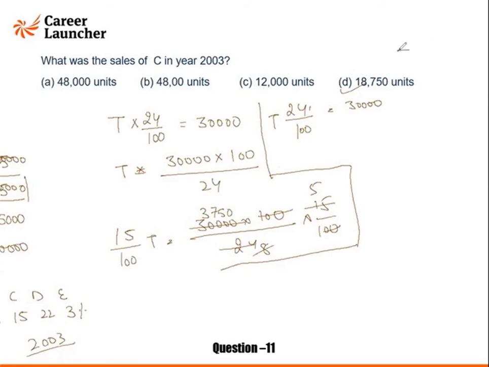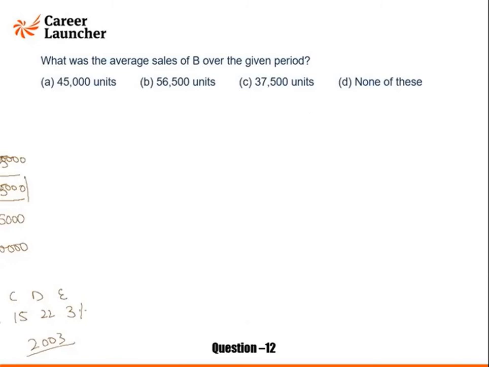Now, I need to calculate T's 15%, right? So what will be T's 12%? Basically, if T's 24% is 30,000, T's 12% will be half of that. So that will be 15,000. Just an observation: I just halved the value and halved the percentage. So my answer should be more than 15,000. 12% is 15,000, so 15% will definitely be more than that value. But will it reach 48,000? The answer is no. So the option I will mark is the D option.